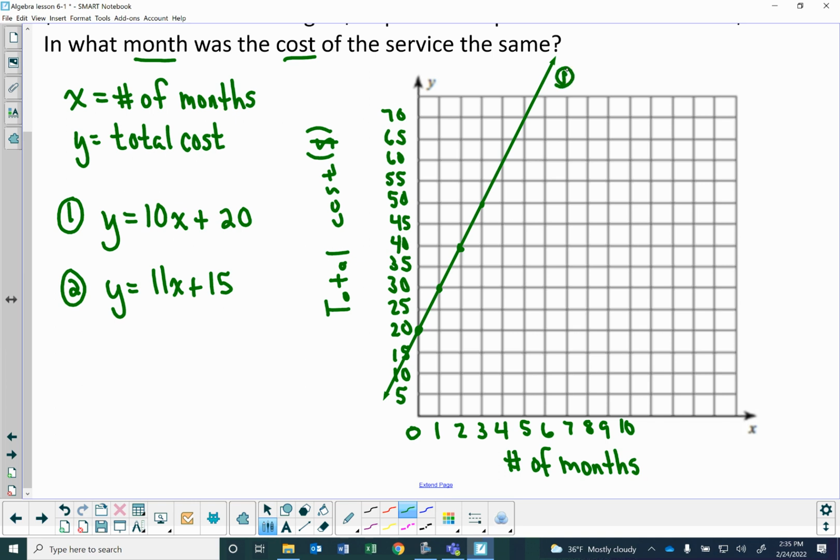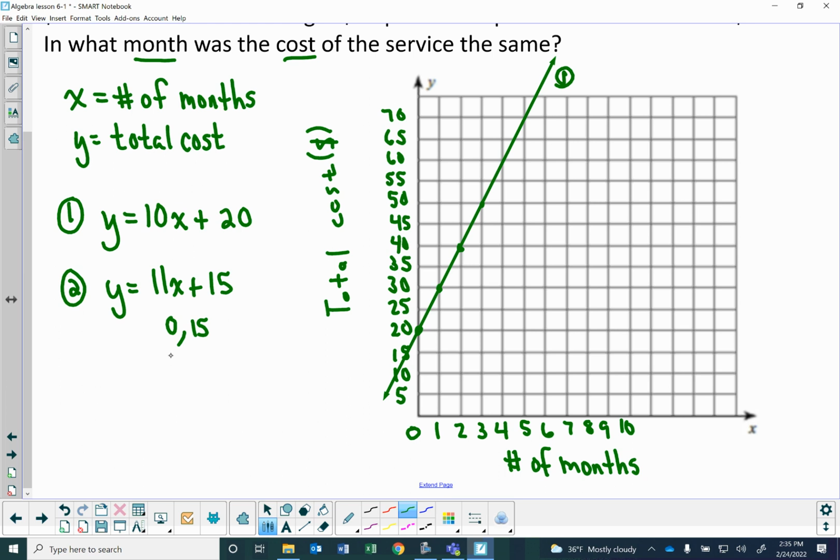Equation number 2, the 15 is easy to graph, but the 11x is not. Okay, because I can count by 5s, and I can count by 10s, but counting by 11 might be difficult. So I'm going to pick a point. I already know that (0, 15) is a point on this graph. I'm thinking, well, I want something that ends in a 5. So I need to have something times 11 end in a 0 or a 5. The only thing that's going to happen is if I have 5.